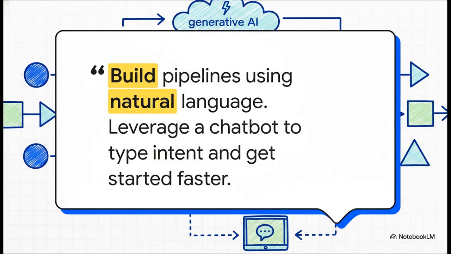And here's where it really starts to feel like the future. DataStage has generative AI built in. This means you can literally just describe the data pipeline you want in plain English using a chatbot, and it will start building it for you. This just lowers the barrier to entry like crazy and makes the whole process so much faster.